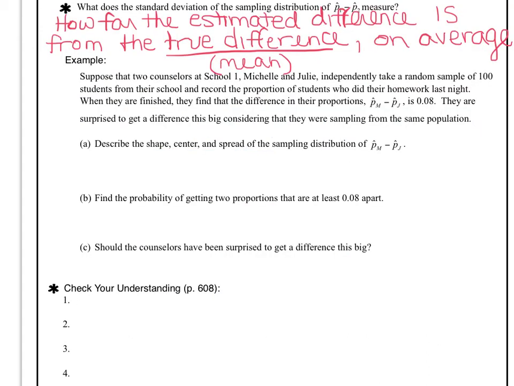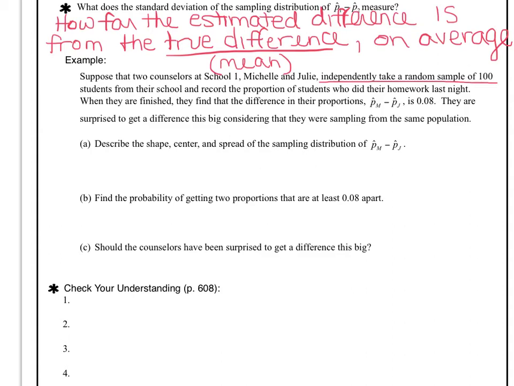So let's look at this example. We're going to suppose that two counselors at school 1, Michelle and Julie, independently take a random sample of 100 students from their school. Okay, they're telling us here, these are keywords: independently take a random sample. That tells us the two samples they took, even though they're from the same population, are independent of one another and both random. So Michelle and Julie could have sampled the same students if they had come up during the random sample. If that wasn't the case, then they wouldn't be independent.